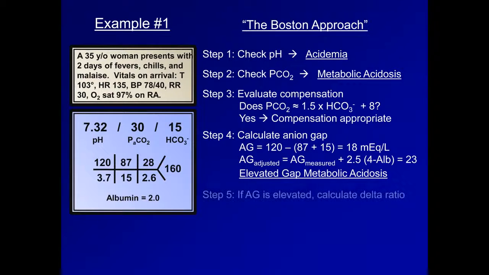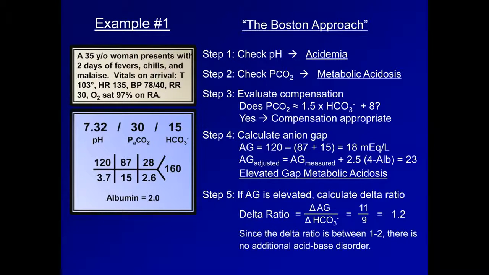Then, step 5, since the anion gap is elevated, we calculate the delta ratio. As reviewed in lecture 6, this is equal to the change in anion gap from normal divided by the change in bicarb from normal. For this patient, this works out to be 11 divided by 9, or 1.2. Since the patient probably has lactic acidosis, a delta ratio between 1 and 2 is what we would expect to see, and thus there is no additional acid-base disorder present. Thus, our final acid-base diagnosis is a simple, elevated anion gap metabolic acidosis.